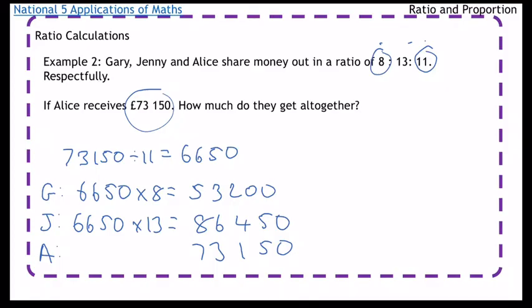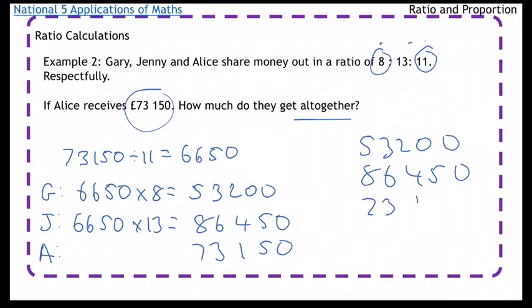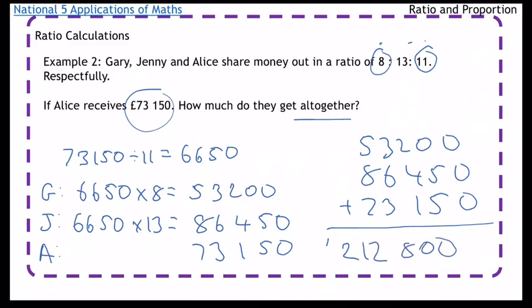Like Jenny's got the most, and she's got 86,000. Gary's got the least. He's got 53,000. So the last thing we're going to work out is how much do they have altogether. So I'm going to add all of those numbers together to get a grand total. So add them all up, and it gives you 212,800. And then pound sign.